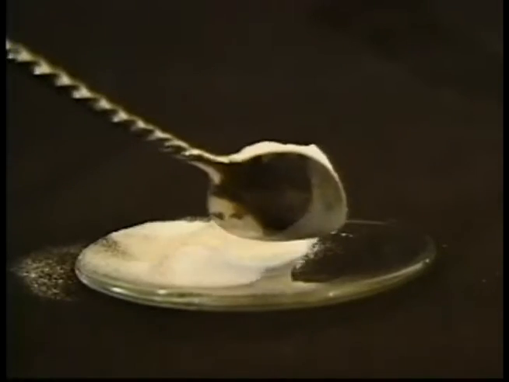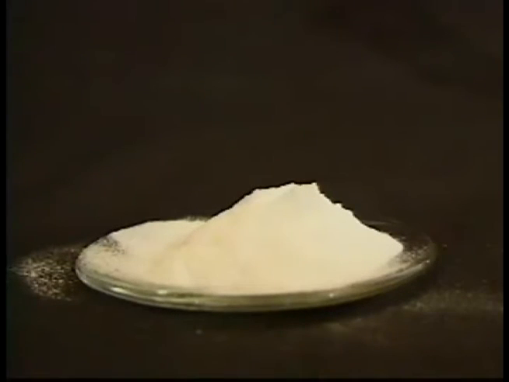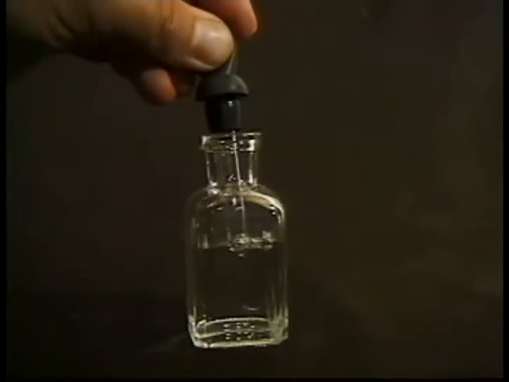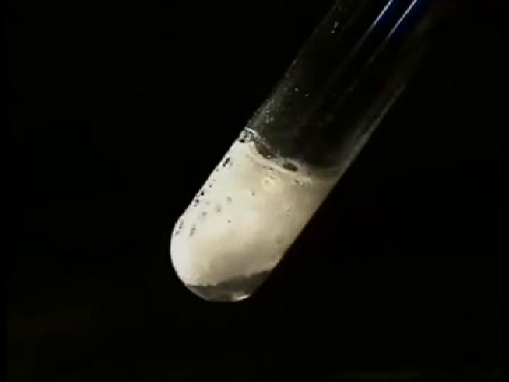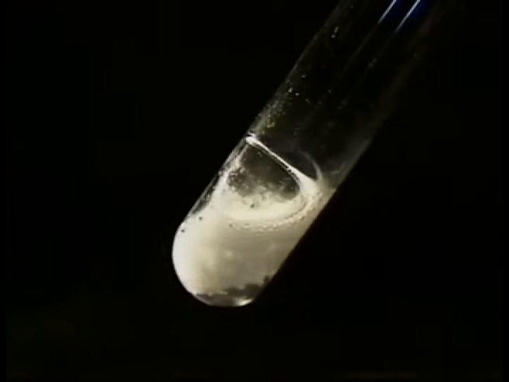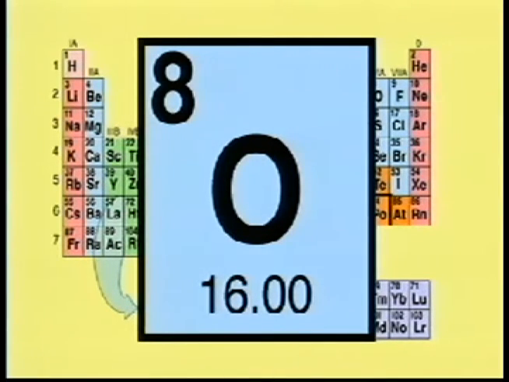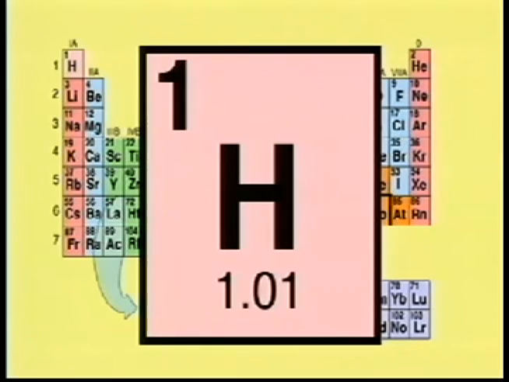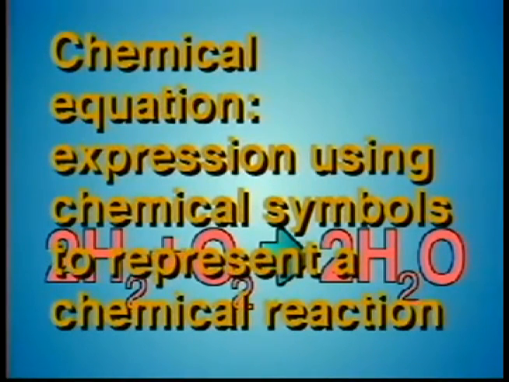It is possible to describe a chemical reaction in words. For example, we saw how sodium bicarbonate and acetic acid chemically react to form carbon dioxide gas, sodium acetate, and water. Scientists have developed a simpler way to present a chemical reaction. Using the chemical symbols for compounds, a reaction can be expressed by a chemical equation. A chemical equation is an expression using chemical symbols to represent a chemical reaction.